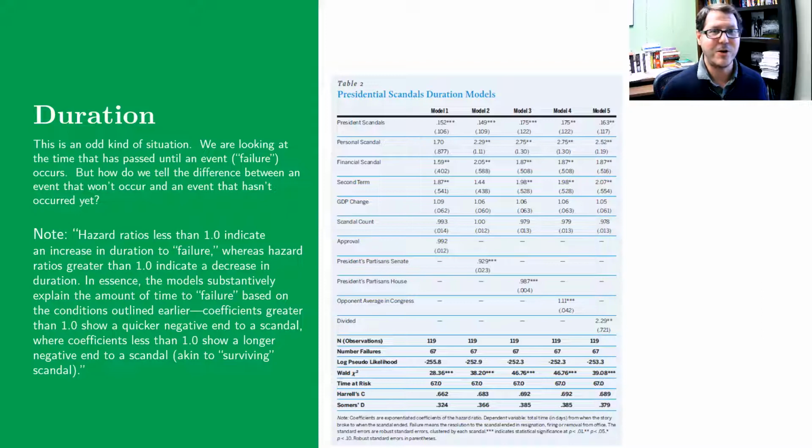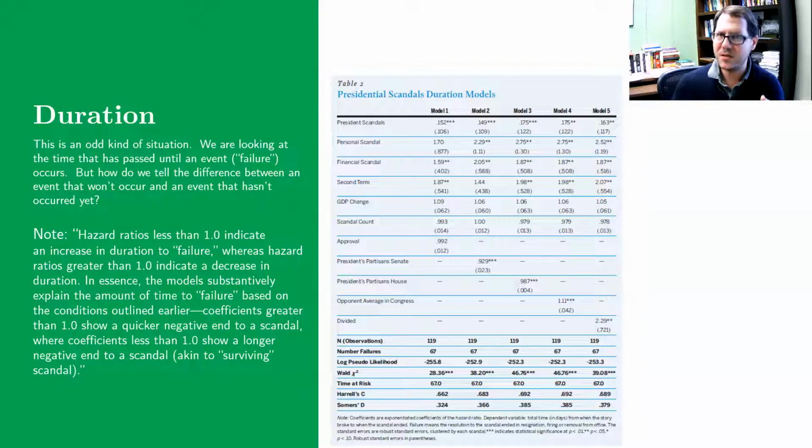So a hazard ratio, I'm quoting directly from the article here, because again, I always get these mixed up in my head. So sometimes you do have to go back to the article and actually read to figure out what the heck it's doing. A hazard ratio less than 1 indicates an increase in the duration to failure. How long does it take before the person resigns? That is getting longer. And so I'll look at the presidential approval in model 1, that's in the middle there, the 0.992. So that's less than 1.